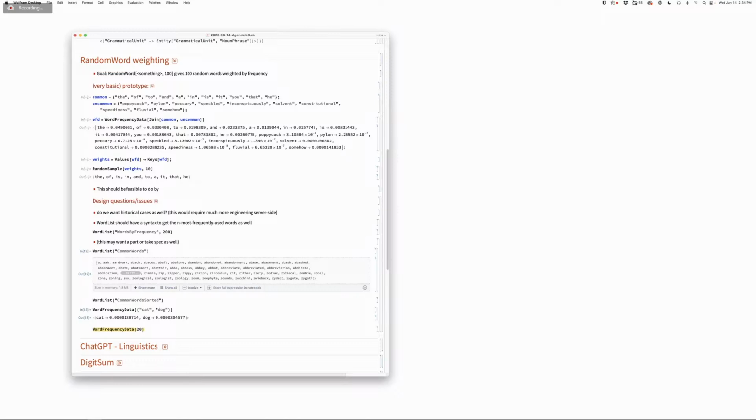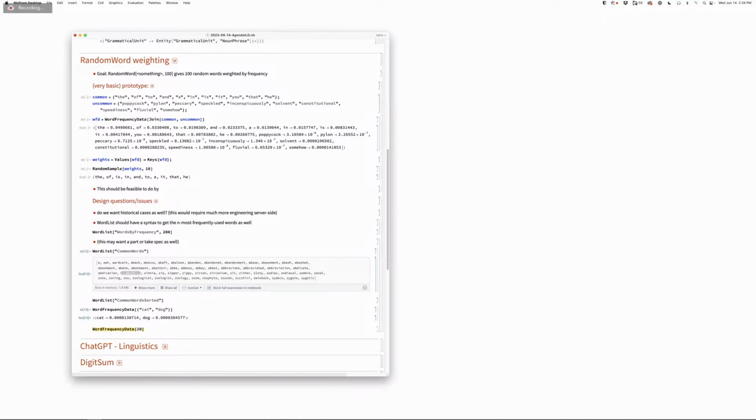I suppose word frequency data of all would be a potential syntax if you wanted to get. Well, sorting all of it by frequency is going too far, because it's going to be too big. Right. Yeah, we should not support that at all. Yeah, we don't want to just dump the database.